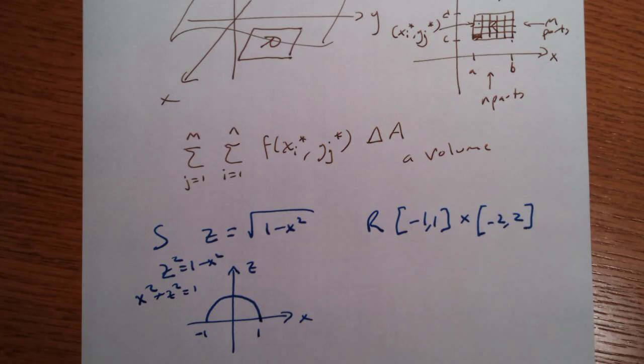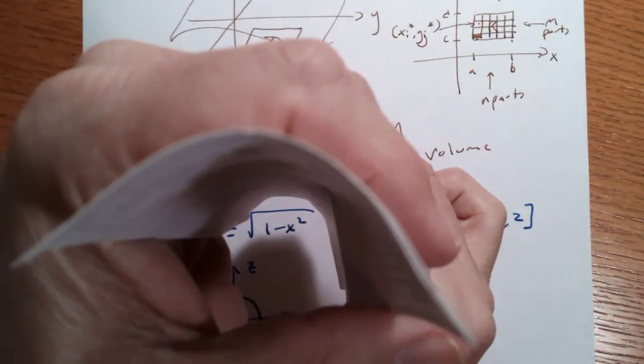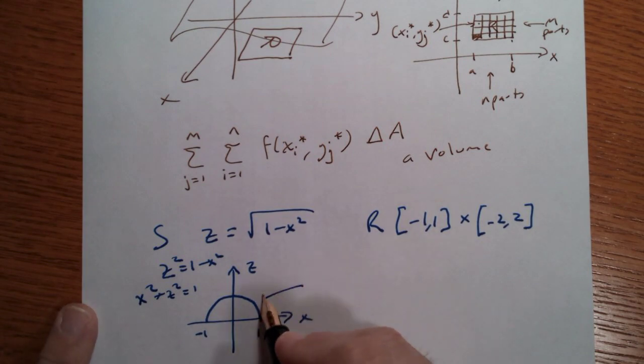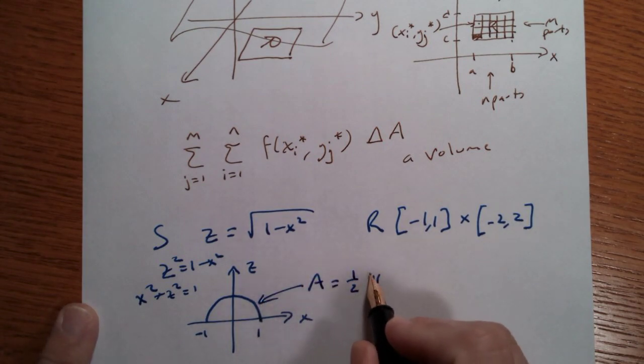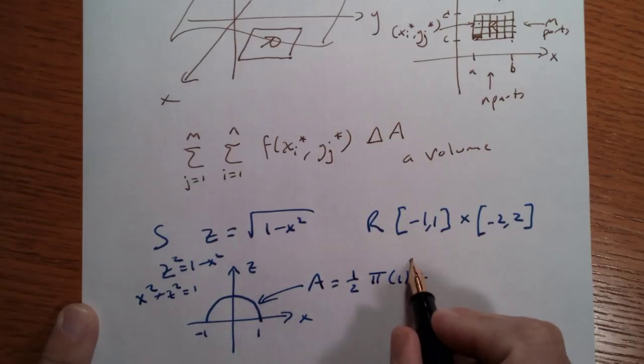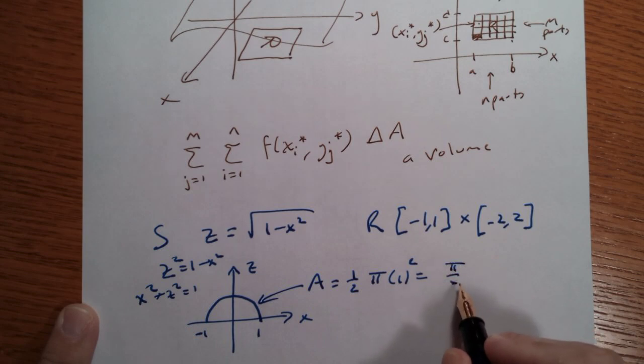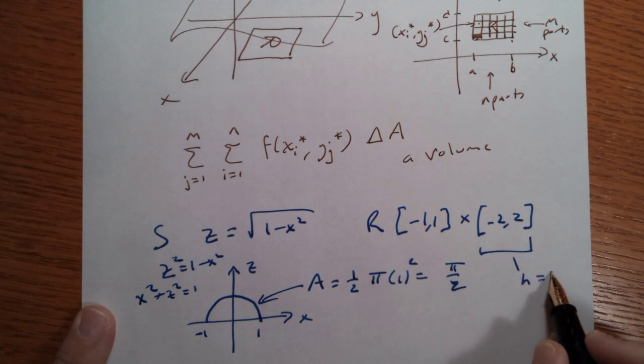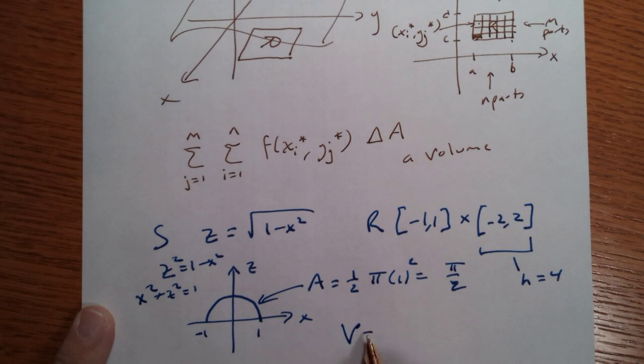So this is a cylinder made up of a semicircular arch going along the y-axis. Oh, wait a minute. The volume of a cylinder is base area times height. The base area is half the circle of radius 1. Well, that's just pi over 2. The height of our cylinder is 4, so the volume is pi over 2 times 4, or 2 pi.